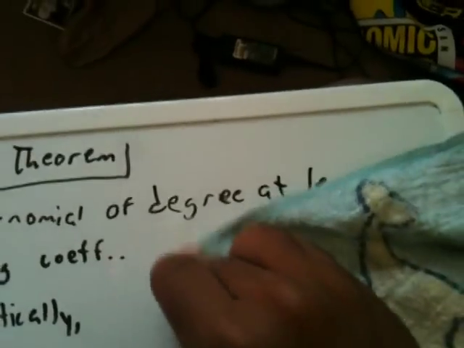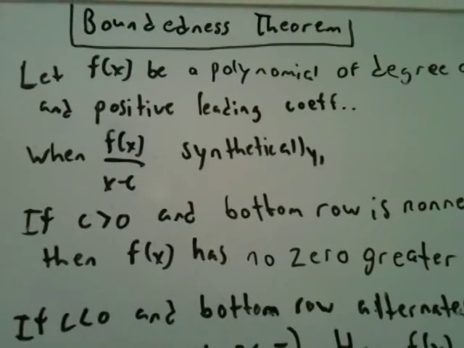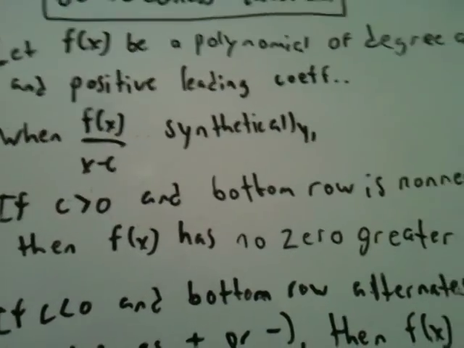So the Boundedness Theorem is a great trick to figure out where you are, how close you are, and if your 0 that you're testing is too high or too low.